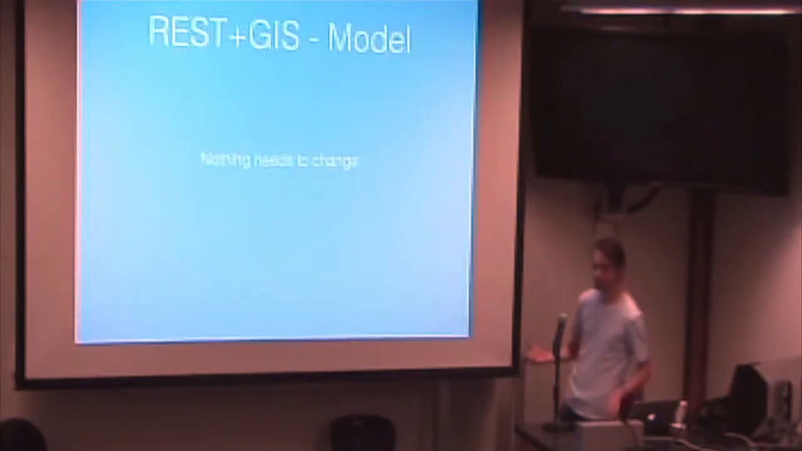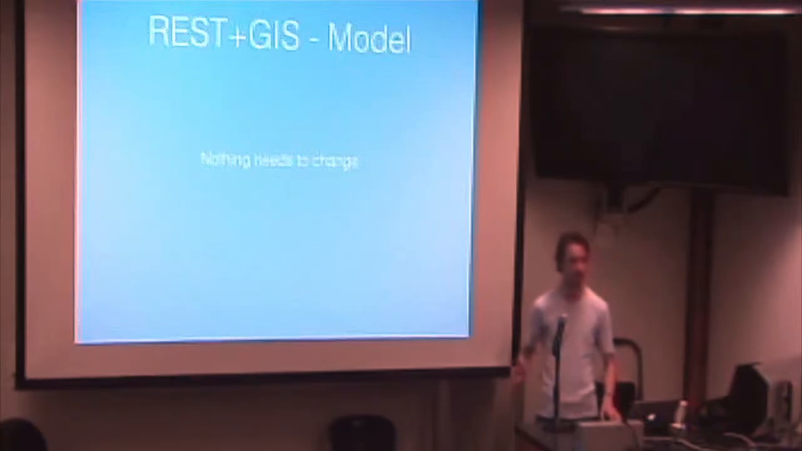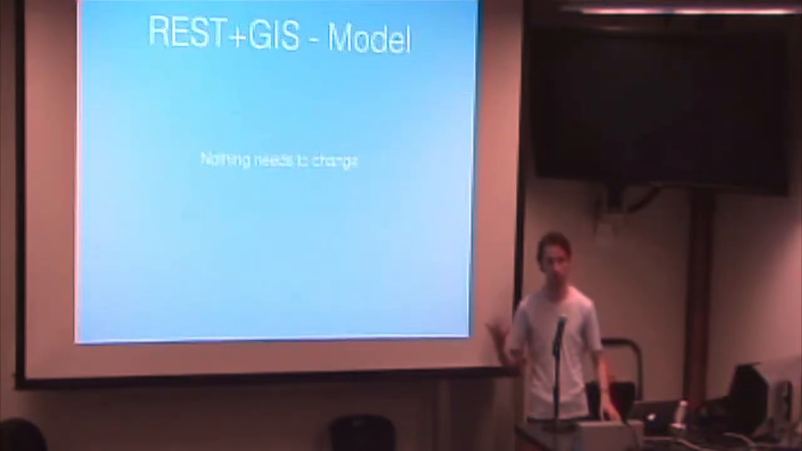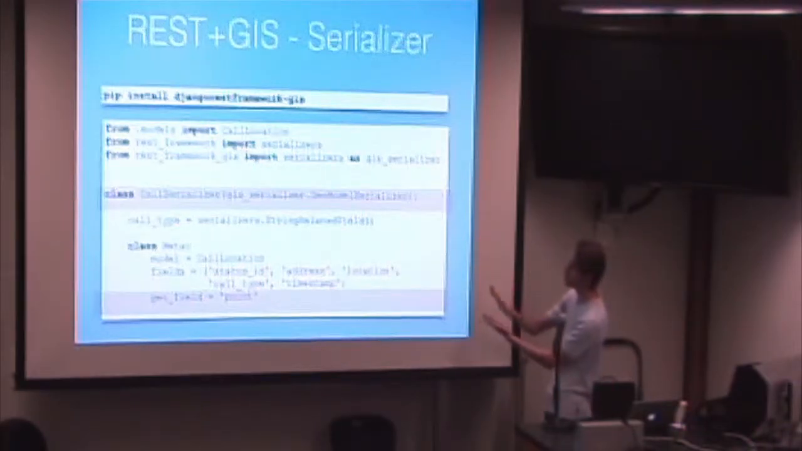So what do you need to change in the code from the existing projects? In the model, you don't need to change anything. So just to create an API endpoint, obviously, nothing crazy. You have to create a serializer.